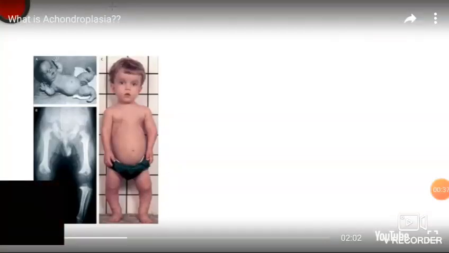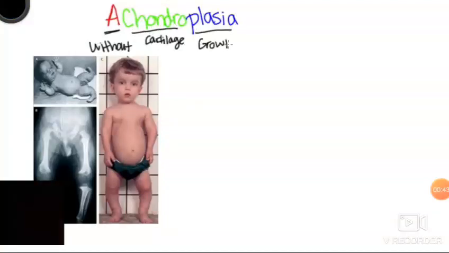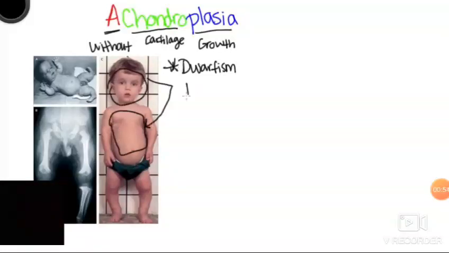Achondroplasia. What is achondroplasia? A means without, chondro refers to cartilage, and plasia means growth. So this is basically impaired cartilage growth or proliferation. This is a common cause of dwarfism, and as you may notice from this picture, these individuals have a normal head and a normal trunk.